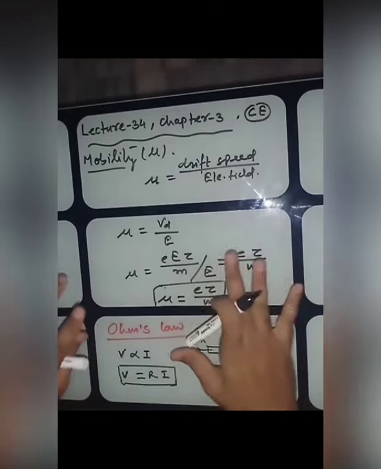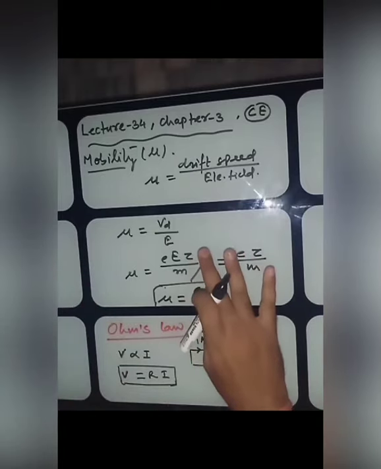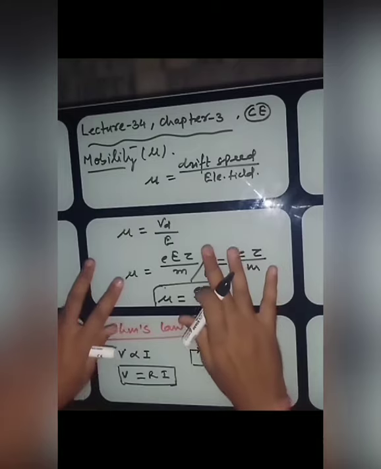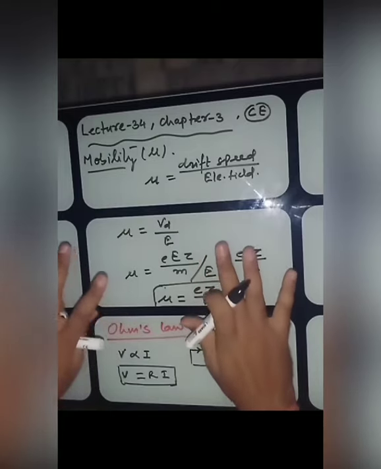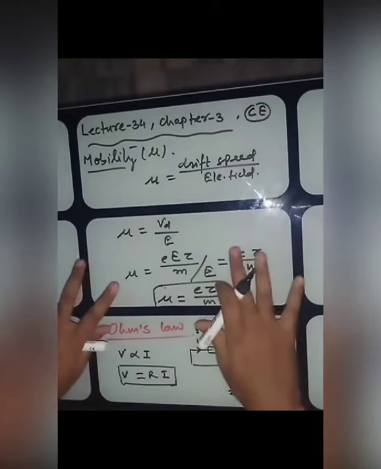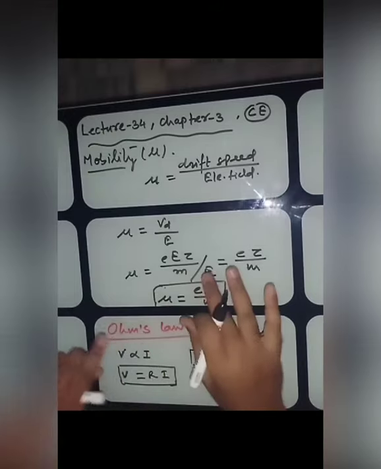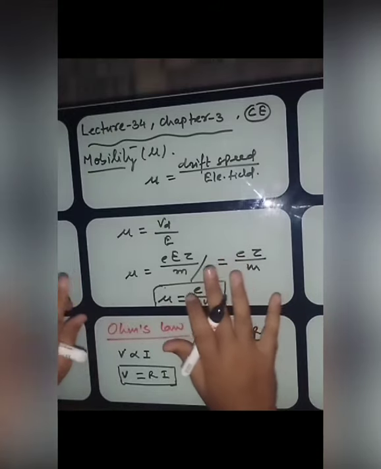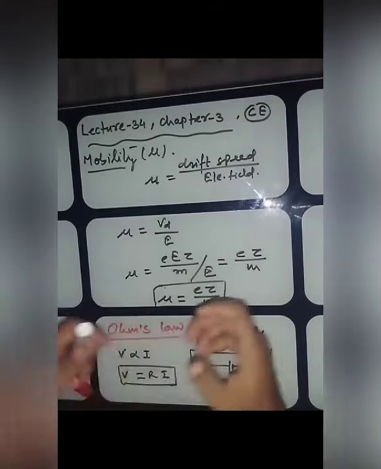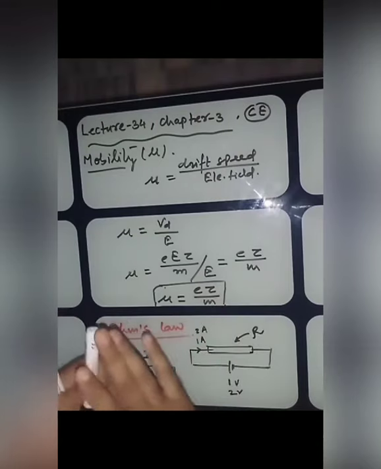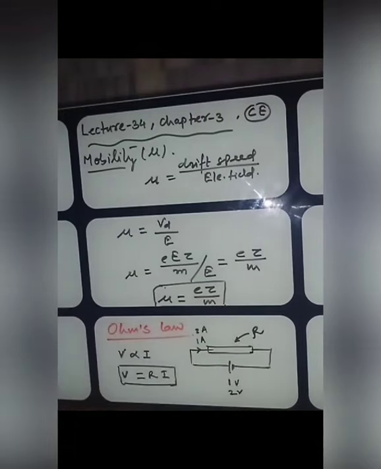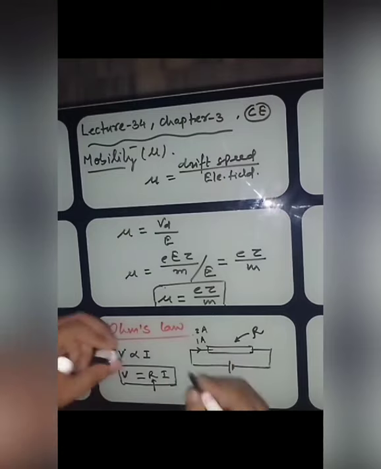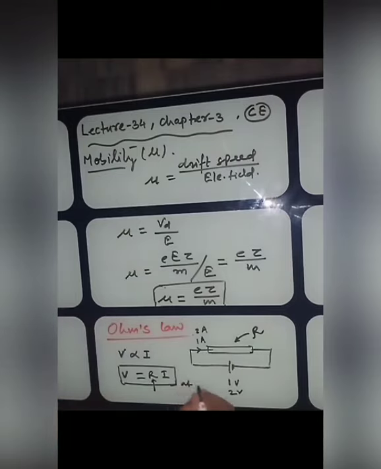But here we can say that V is directly proportional to I under a certain condition, and that condition is the temperature. The temperature where the experiment was done was constant. If the temperature changes, then remember this relation will also change, and you will find this resistance R might not be constant. So it holds at constant temperature.